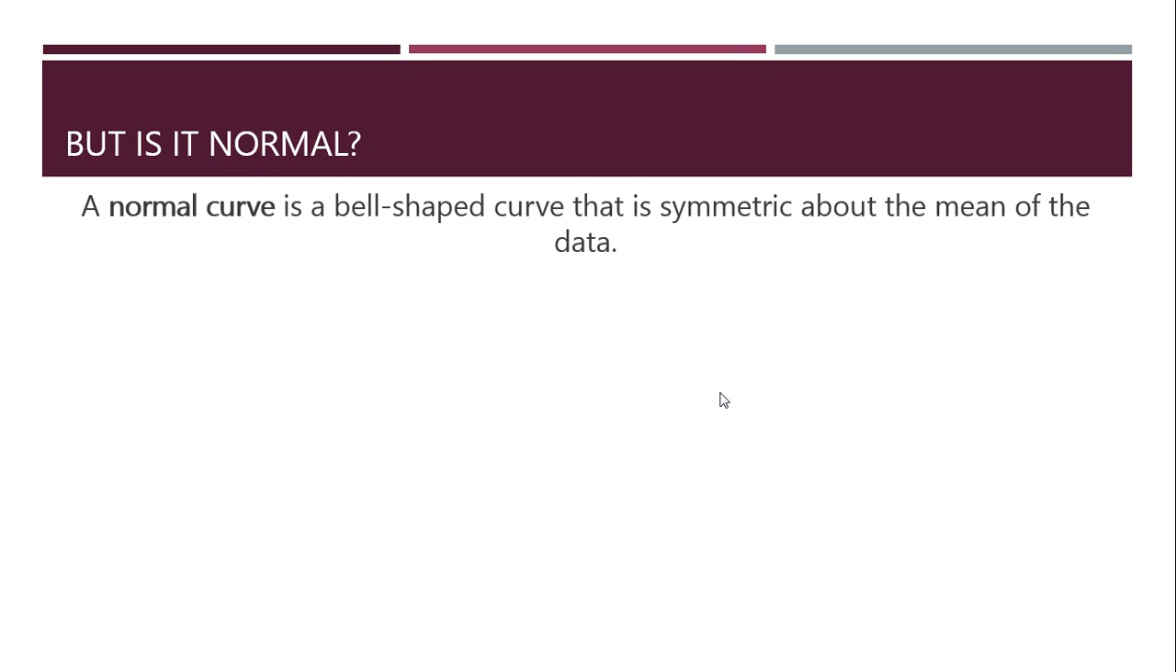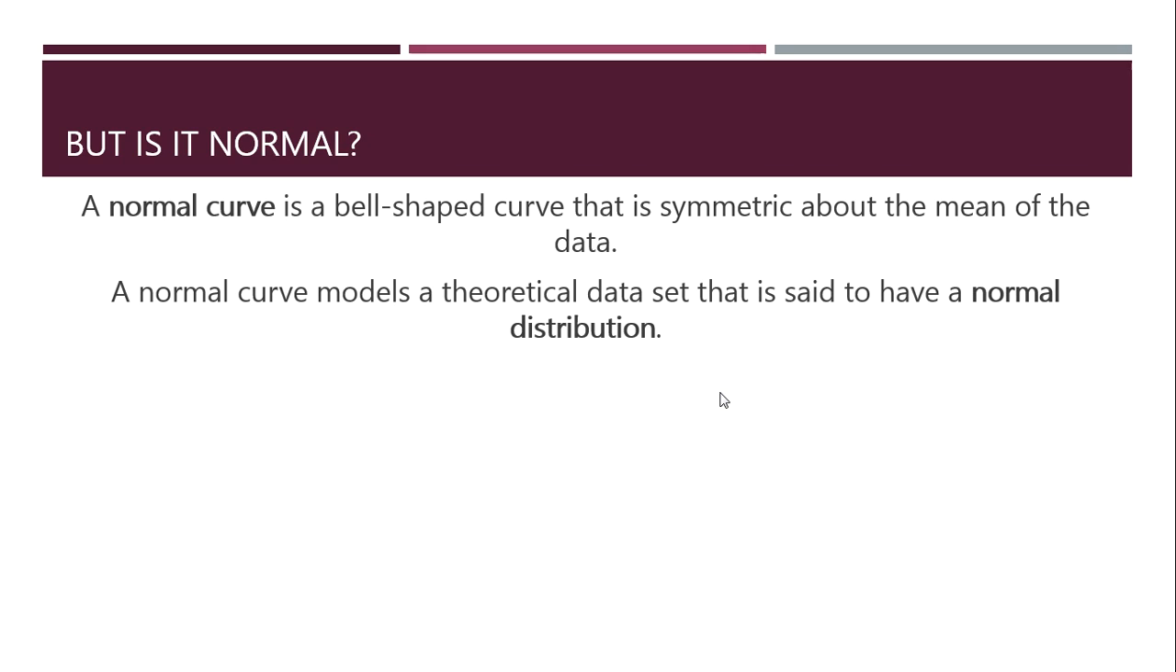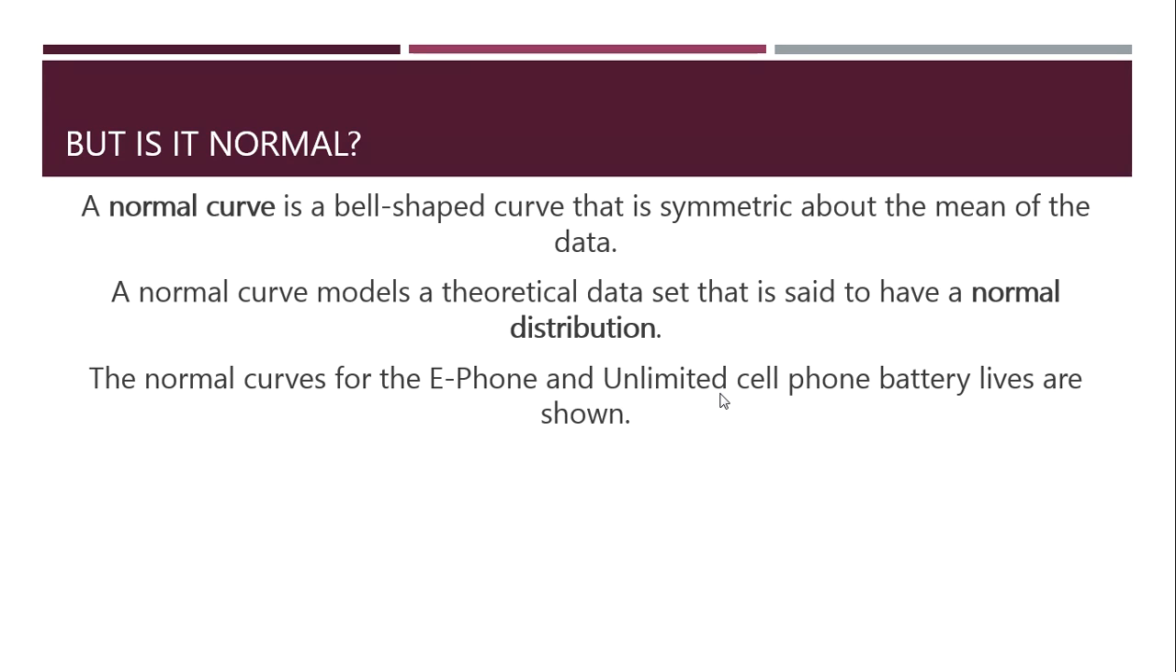A normal curve is a bell-shaped curve that is symmetric about the mean of the data. If the mean is the average, it makes sense that the bulk of your information is going to be clustered around that mean. And so we call this a normal curve. And a normal curve models a theoretical data set that is said to have a normal distribution, that most of your stuff is going to be clustered around your mean or average in the middle, with a little bit more than and a little bit less than, but most of it's going to be hovering around your mean.